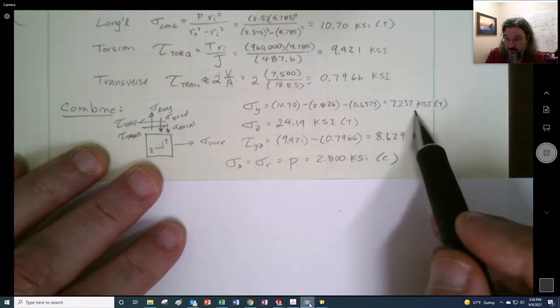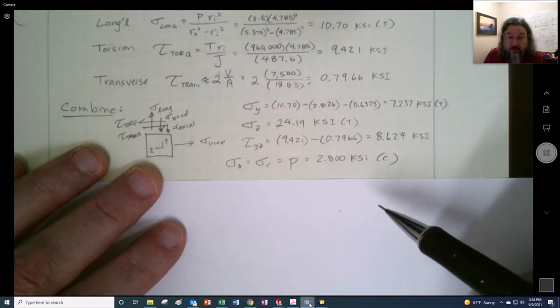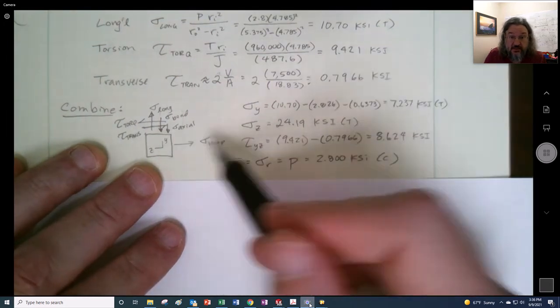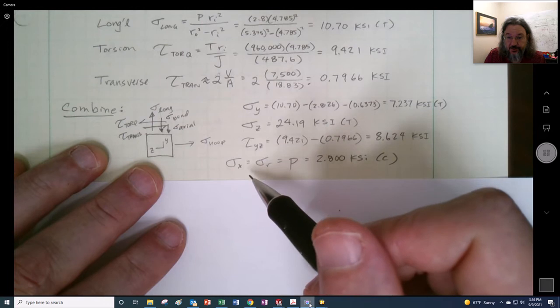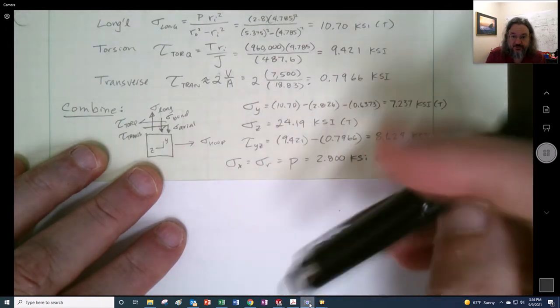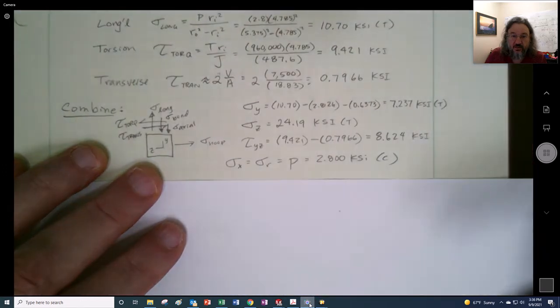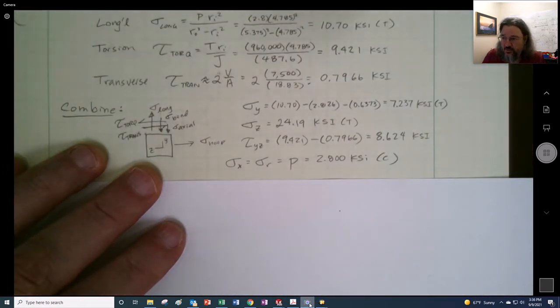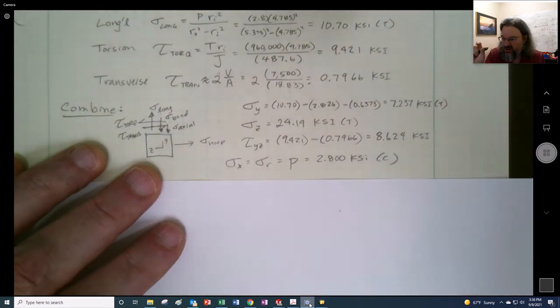So this is what the sum total of the stresses are in the y direction. In the z direction, it's only hoop, so there it is. And we know in the x direction, which is really coming out of the page at us, that's going to be equal to the pressure, right? Because it's on the inside surface, and it's compression because it's trying to squeeze the little cube.